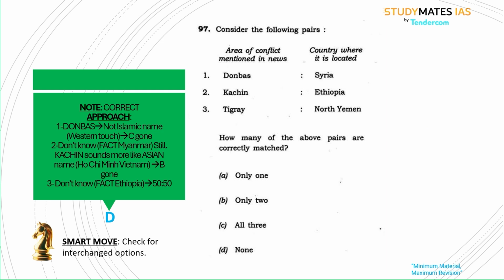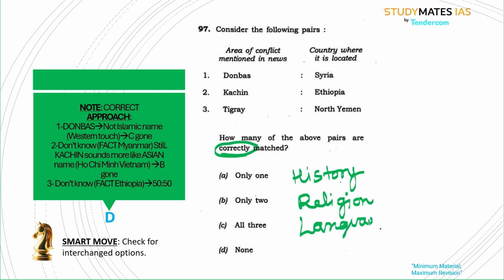So we have to find how many pairs are correctly matched. When location in news and country is given, if a beginner student doesn't know anything about it, think about the history of the country. Think about its religion, language, or any socio-cultural linkages you can make. So in this question, when we see Syria, it is an Islamic country, but Donbas sounds more of a Western name. This might be wrong. This approach will help sometimes.